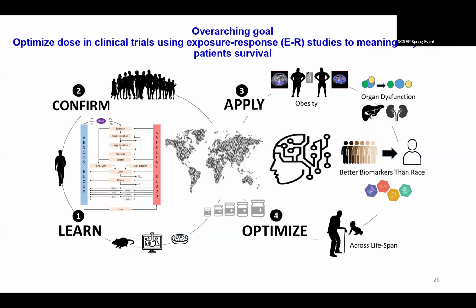Once we move to human, then we confirm different dose regimens. Then once we learn, we apply it to the patient population. The population could be big and small, old and young. So that also needs to be optimized. Amit, another co-director, focuses on this area a lot.